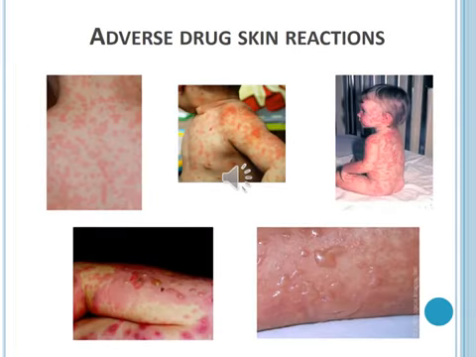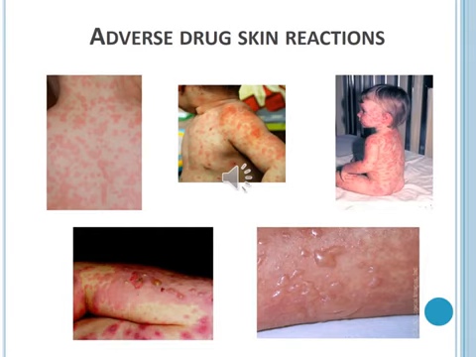There are a number of drugs that HIV-positive children are exposed to that can cause adverse drug skin reactions. These include, like I've mentioned, abacavir and nevirapine, but also Bactrim. And it might therefore sometimes not be easy to distinguish which of these drugs is the causative agent.